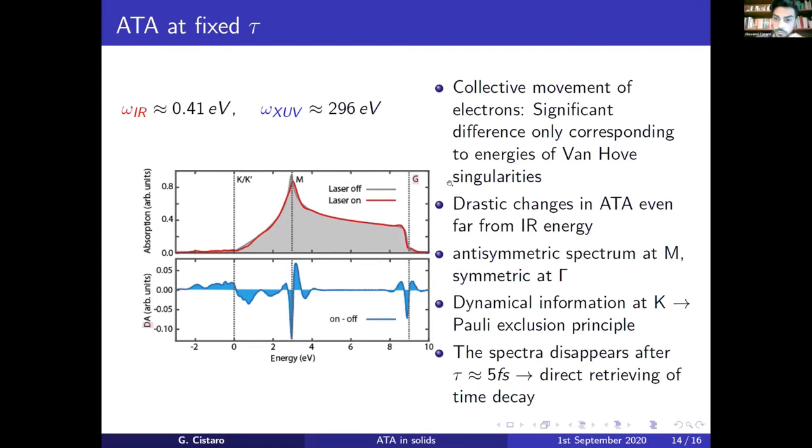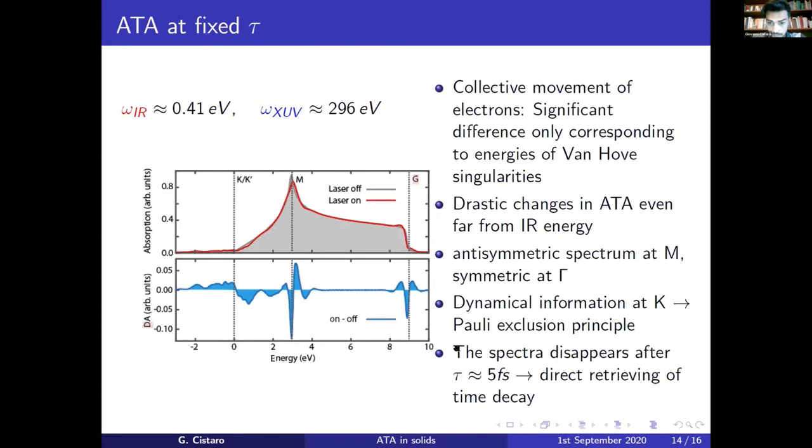Last, I want to point out that the spectra have different symmetries at gamma and M. And these symmetries, we think, come from the band dispersion. So at gamma, we have a shape that is similar to what we observe in atomic systems. This is because the gamma point is a parabola in K, while at M we have another shape. We see an antisymmetric spectrum that is quite new.